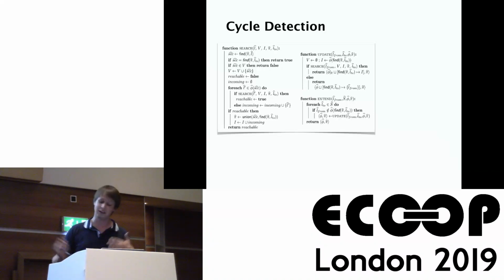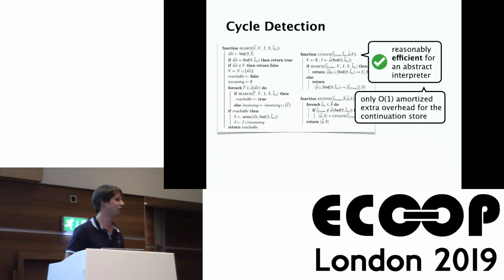Needless to say though, in theory, adding cycle detection to abstract reference counting is going to incur a certain overhead on our approach, but in practice we can argue that it's still going to be reasonably efficient for an abstract interpreter. In fact, we were able to show formally that for certain parts of the store, like the continuation store, the addition of cycle detection only incurs an O(1) amortized overhead. So it's pretty cheap. This is something that we also evaluated empirically by actually verifying that once we add the cycle detection, it doesn't actually increase the GC overhead.